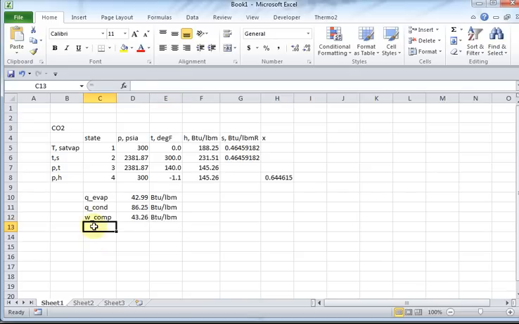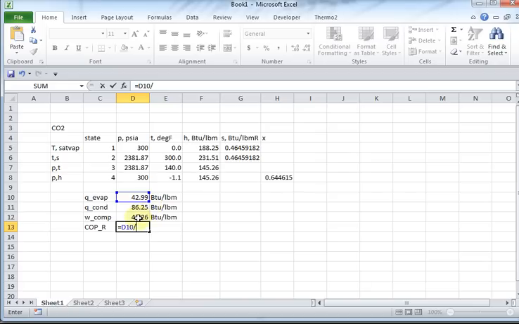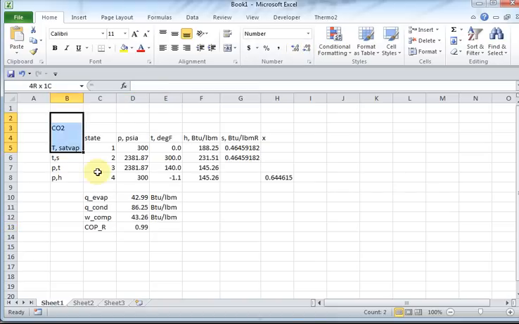Now, what is the coefficient of performance for this refrigeration system? Cooling divided by the work input. Are you impressed with that COP? 0.99. Probably not so good. Let's do this as a comparison.